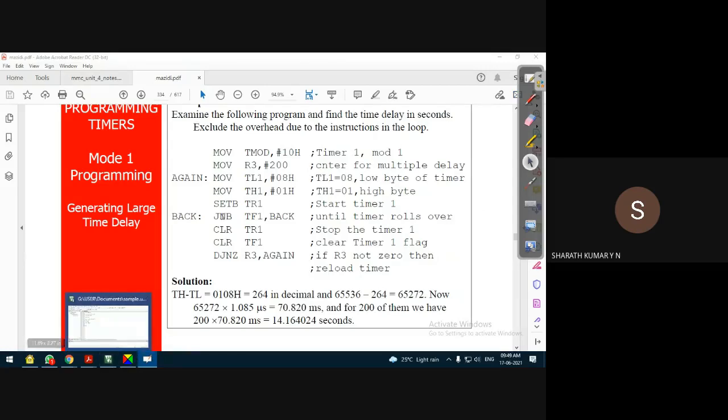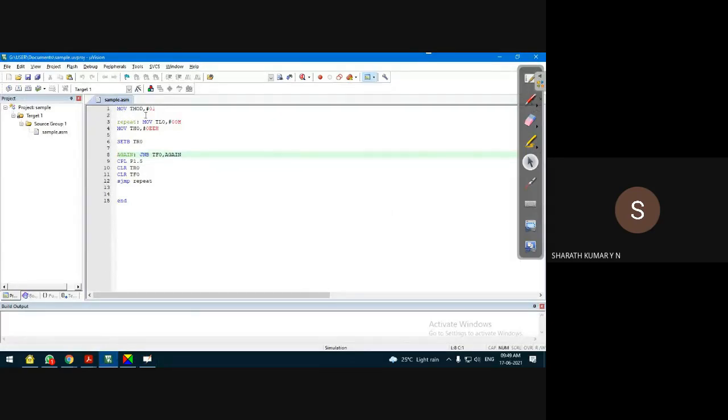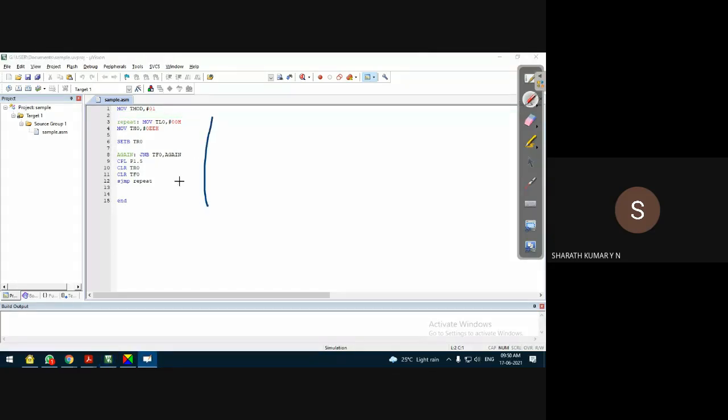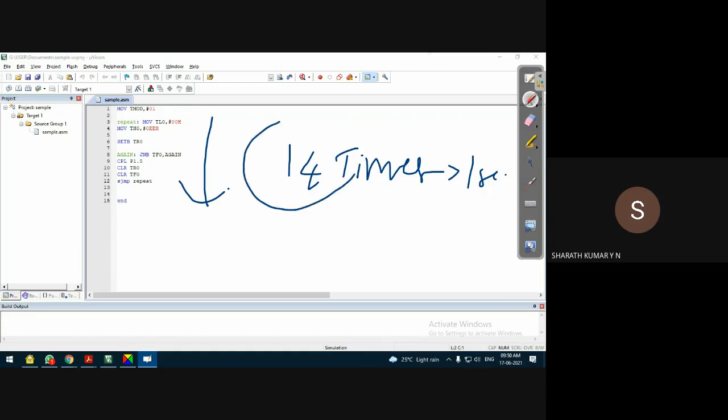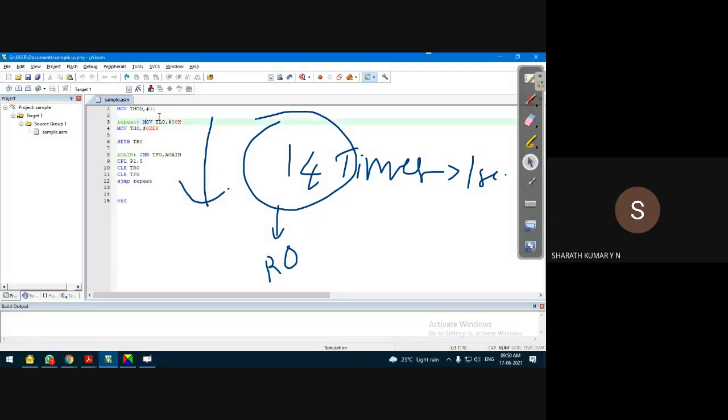So let us write the program. First we have to select the timer and the mode of operation. Next, we need to repeat the same program 14 number of times to generate approximately 1 second delay. This 14 I'll load into some register, R0, R1, you can take any register for that matter. I'll write the program here. MOV R0, #14.